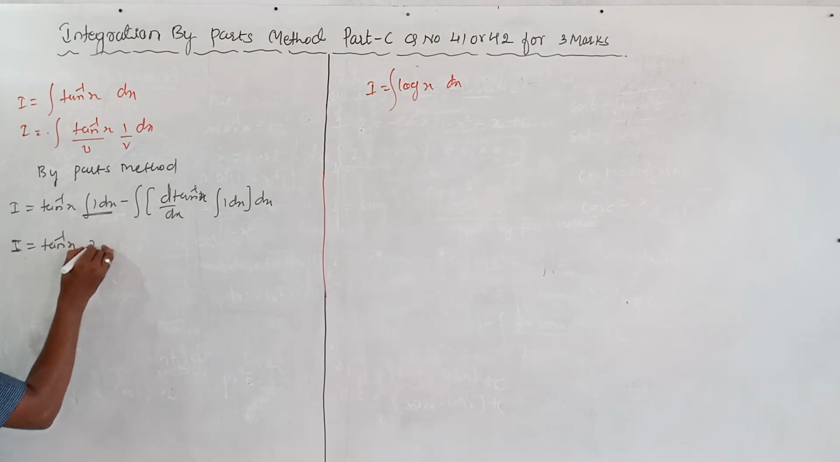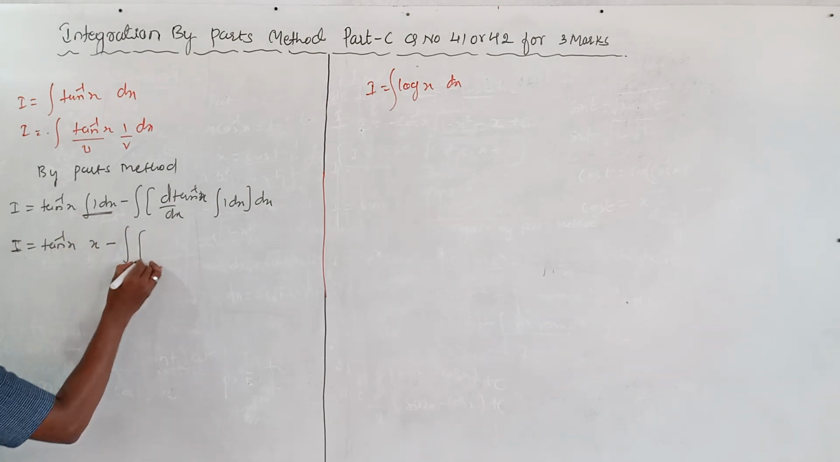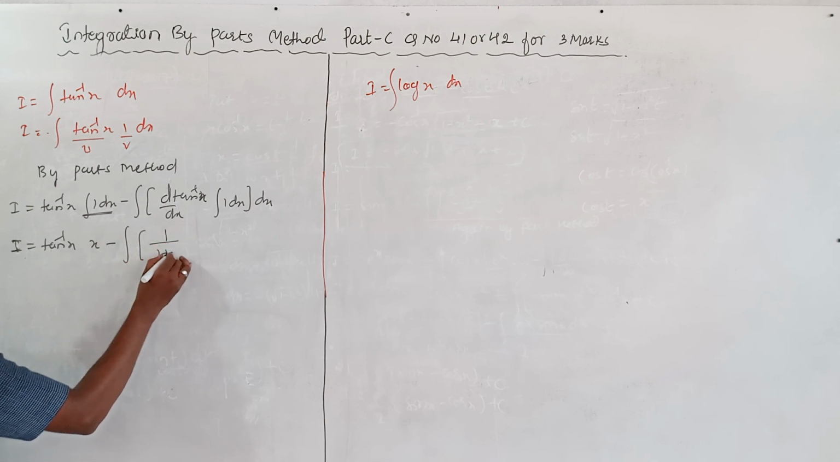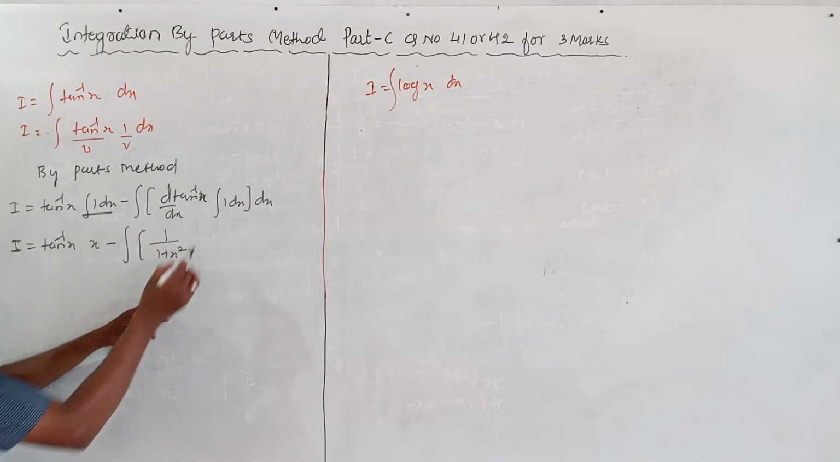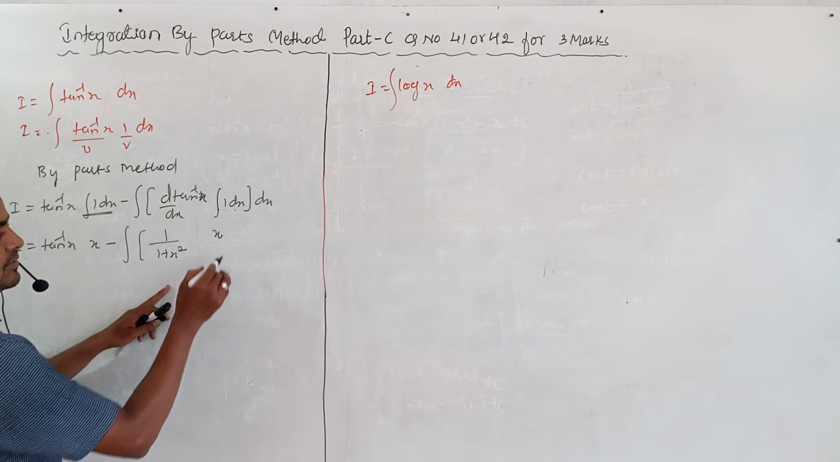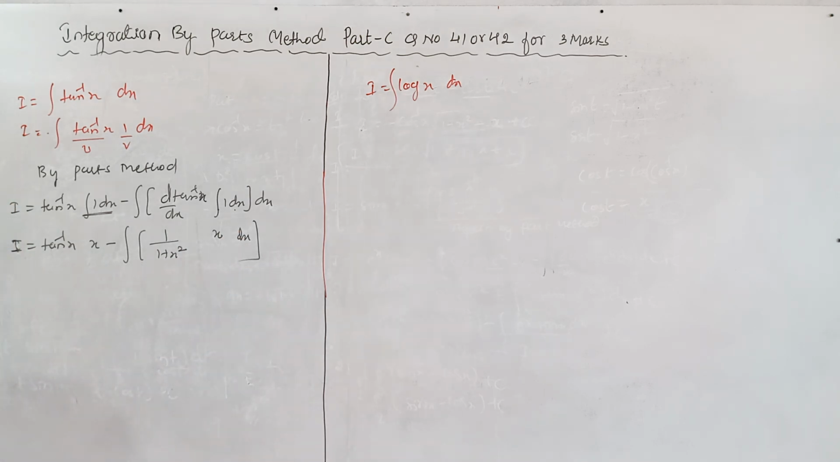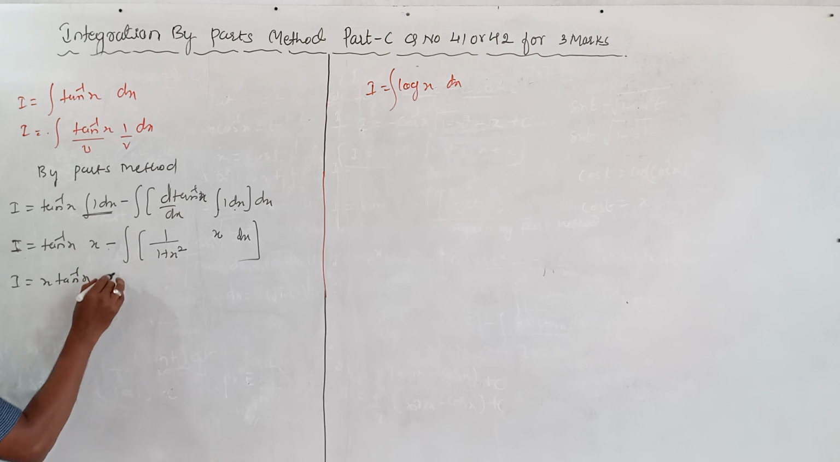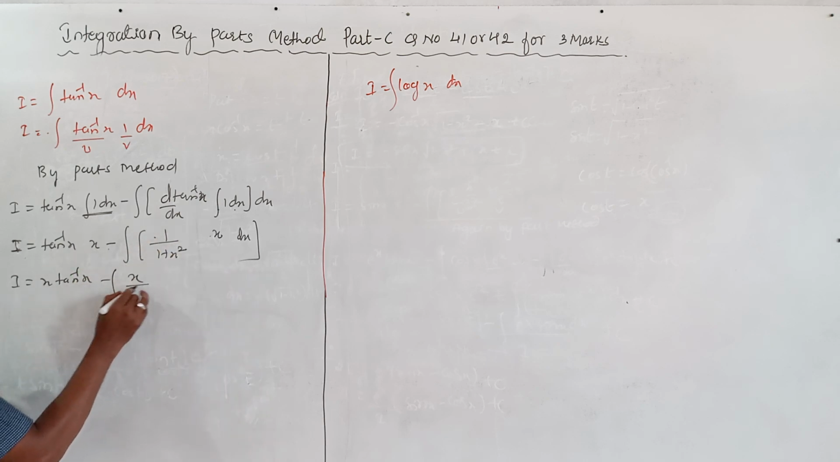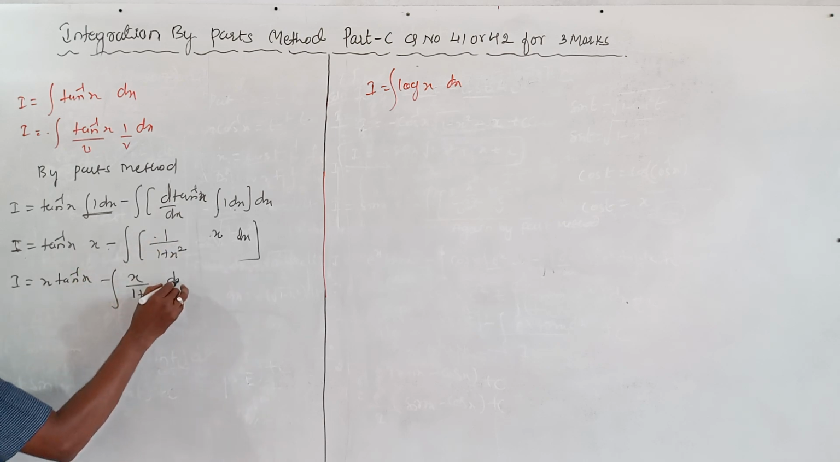Integration of 1 into dx is nothing but x, minus the derivative of tan inverse x, which is 1 by 1 plus x square. Integration of 1 is what? x dx. Yes. Now x into tan inverse x is what? x tan inverse x. To evaluate this, minus 1 into x is what? x divided by 1 plus x square dx.